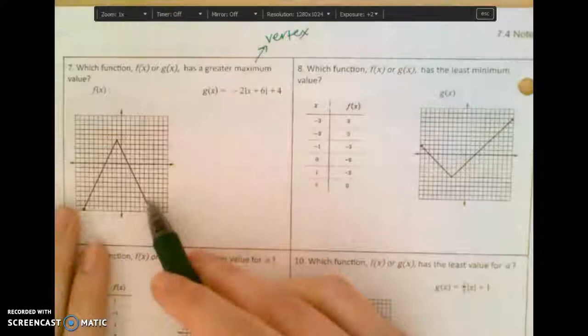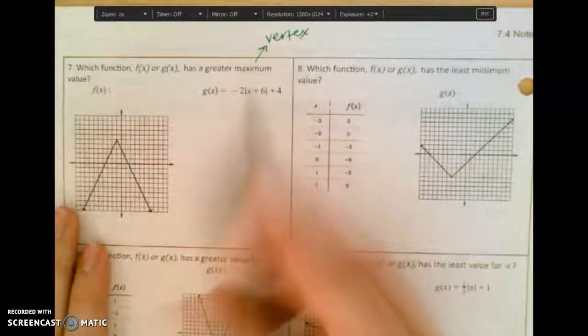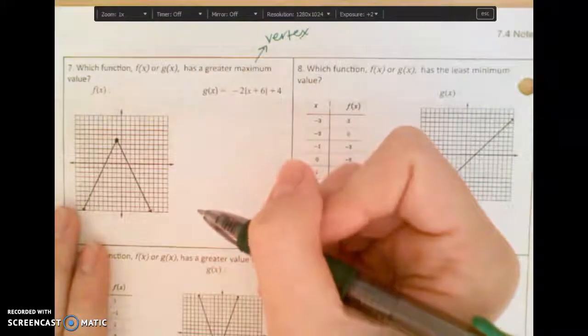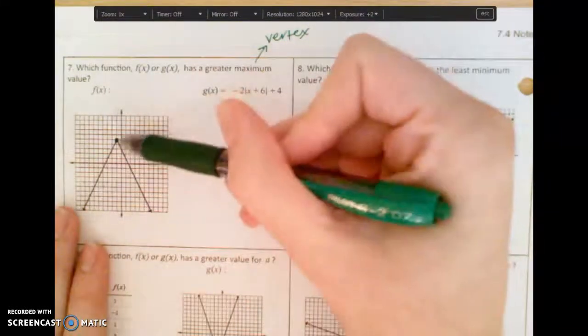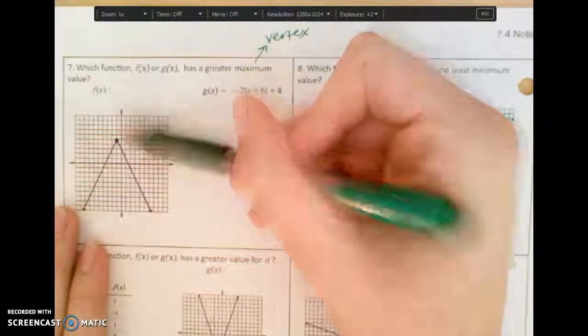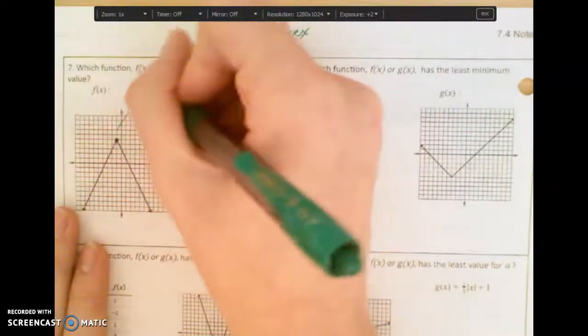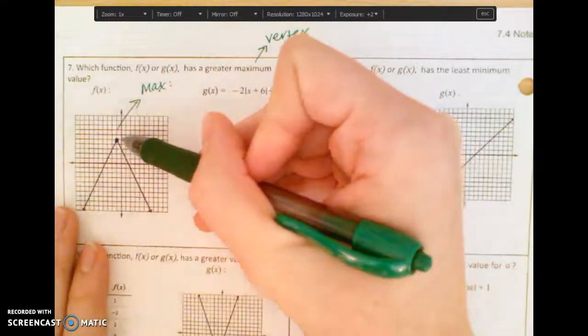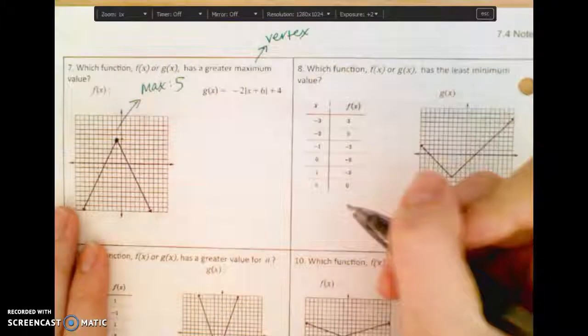Here's our f of x function. Where's our maximum value? Well, here's our vertex, which is our max. We always measure the max or the min by the y value of the vertex because we look at where is the highest point on our graph. So what's the max here? My maximum is 1, 2, 3, 4, 5. That's the y value of that function.